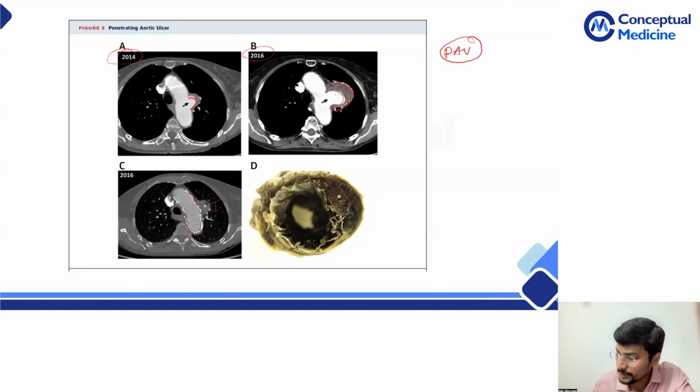And this is a pathology specimen taken from an autopsy patient, where you see this is the stent graft. You can see this is the stent graft which has closed this thrombosed penetrating atherosclerotic ulcer.